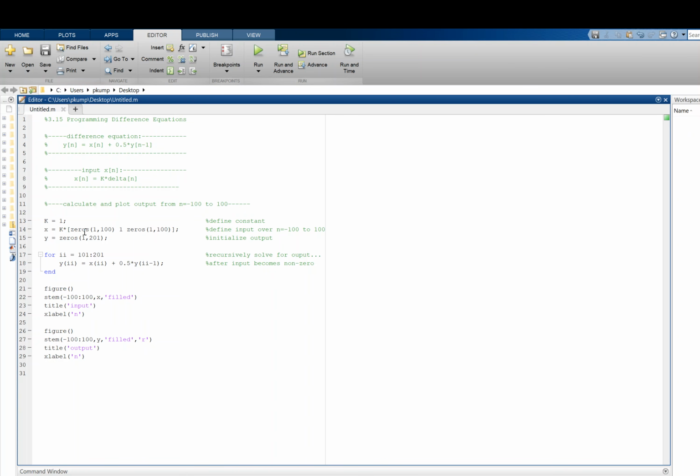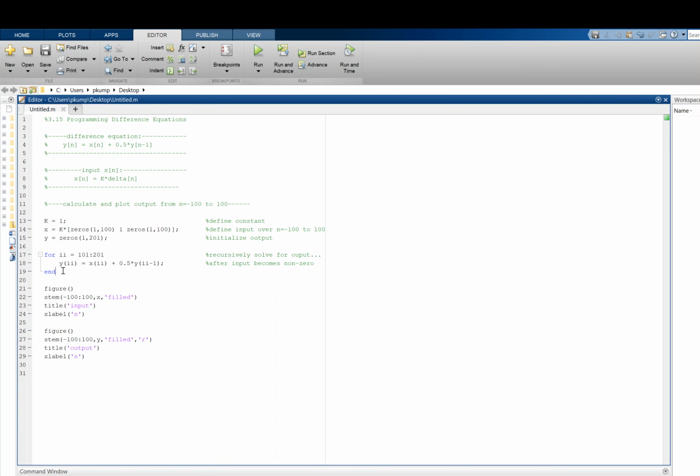So at what sample does the input become non-zero? At the origin, but that corresponds to our 101st sample, because we start at negative 100. So the 101st sample is when the possibility emerges that y could be non-zero. We're going to start our loop at this indexer, II, at 101, because that's the first chance that the output has to change to non-zero. And then we're going to go from 101 to the 201st sample, the last sample.